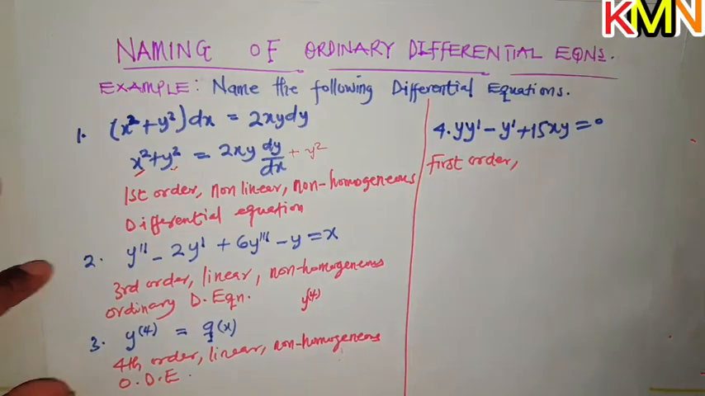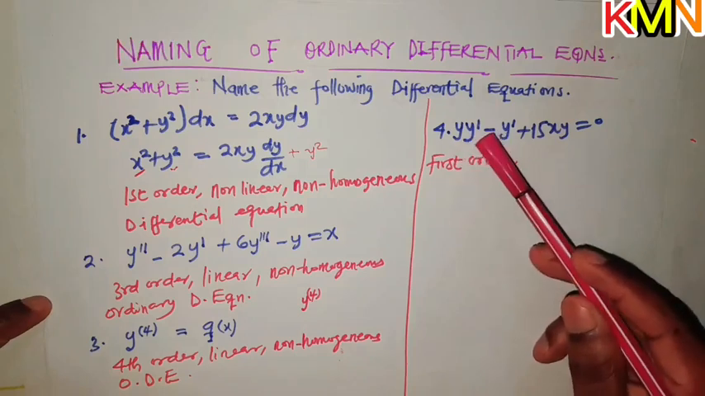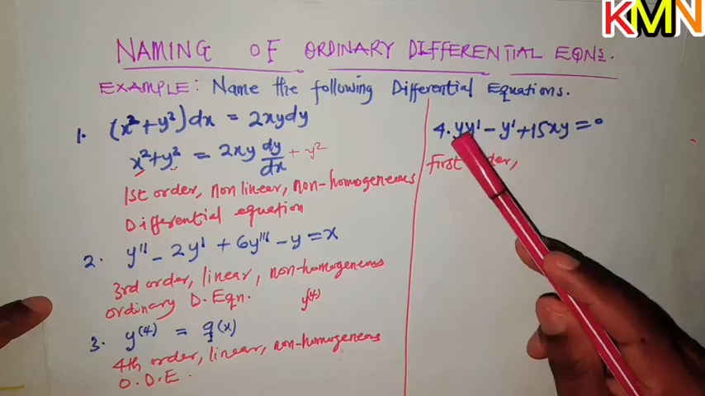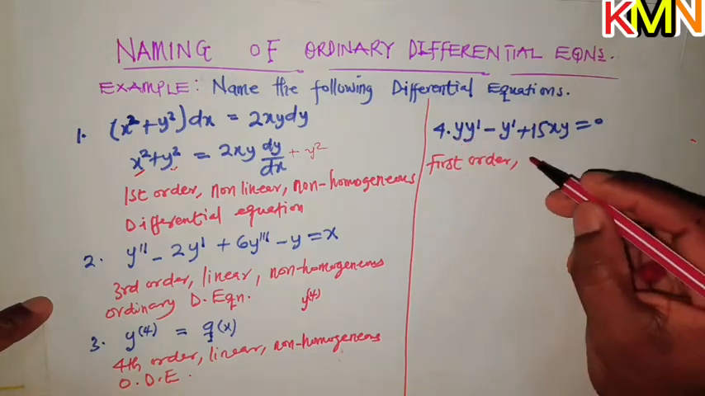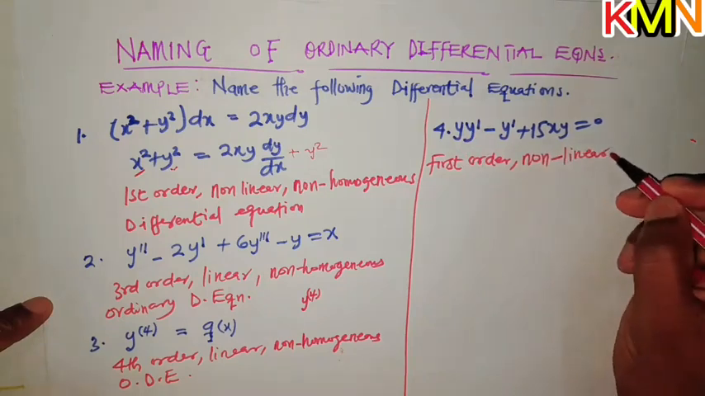Now let's check the linearity. Is this linear or non-linear? For the principle of the linearity, remember that it says the dependent variable must not multiply its derivative, and this is the derivative of the dependent variable, and this is the dependent variable they are multiplying, so automatically it's non-linear. Non-linear here. So this non-linear.